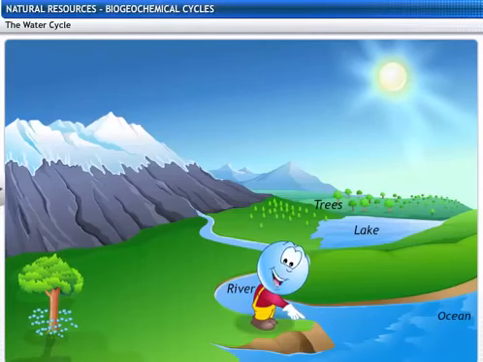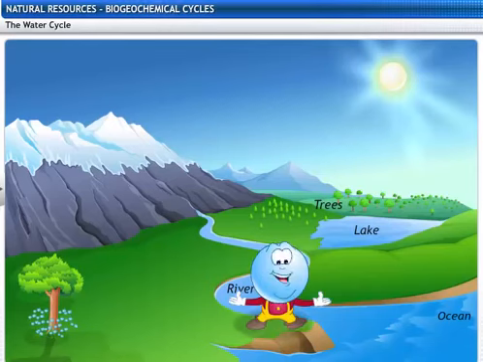We know that water evaporates from water bodies. But have you ever seen seas and oceans drying up? Well, they never do, thanks to the water cycle. Let's see how.